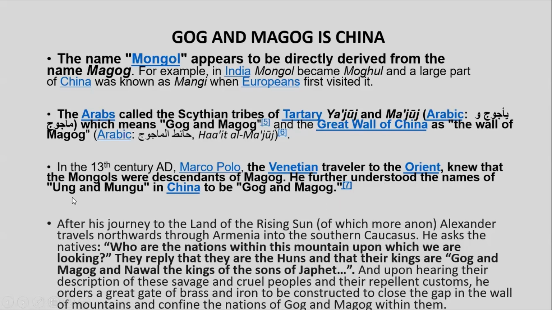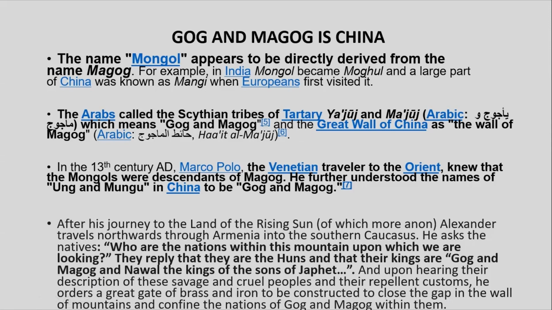But this last reference, I think, is the most interesting. This was Alexander the Great. I'm going to read this whole thing here. After his journey to the land of the rising sun, Alexander traveled northward through Armenia, and he asked the natives, "Who are the nations within these mountains upon which you are looking?" And they replied, "These are the Huns, and they are the kings of Gog and Magog." Upon hearing this description of these savage, cruel people, he ordered a gate to be built in the mountain range in the gap to keep the people of China from coming in and out of that area. So it was an iron gate that he built.